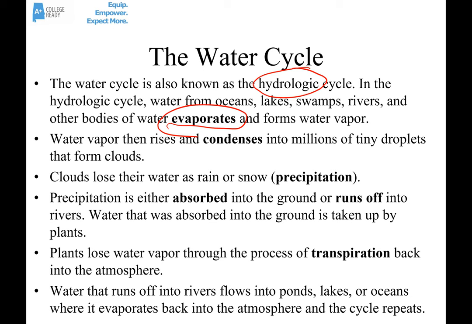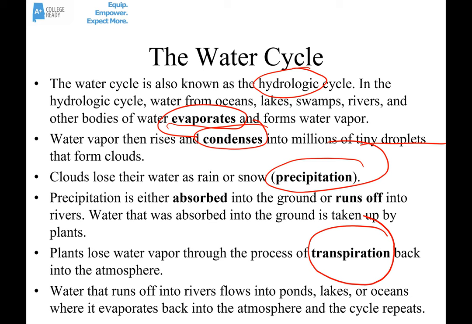The water vapor rises, cools off, and condenses back into tiny droplets of water that make clouds. The clouds then drop that water as either rain or snow, which we call precipitation. And then the precipitation is absorbed either into the ground or it runs off into rivers and streams or oceans. The water that's absorbed into the ground is ultimately taken up by plants, and plants move that water up through their stems and out their leaves through a process called transpiration, ultimately releasing water vapor back into the air. Water that runs off into the rivers flows into ponds, lakes, and oceans, and it evaporates, starting the cycle over again.